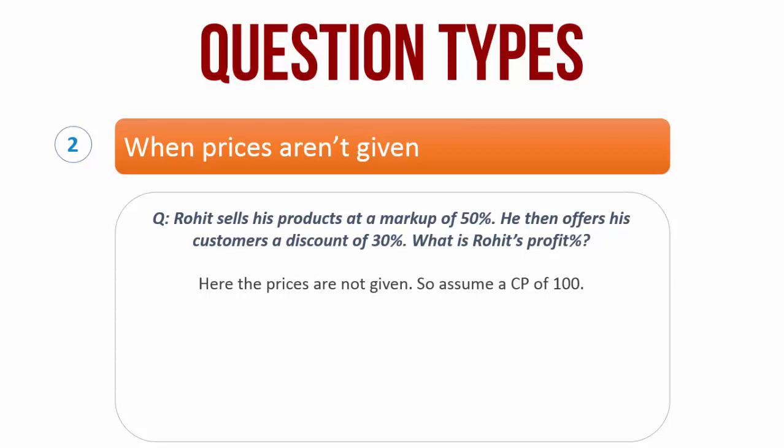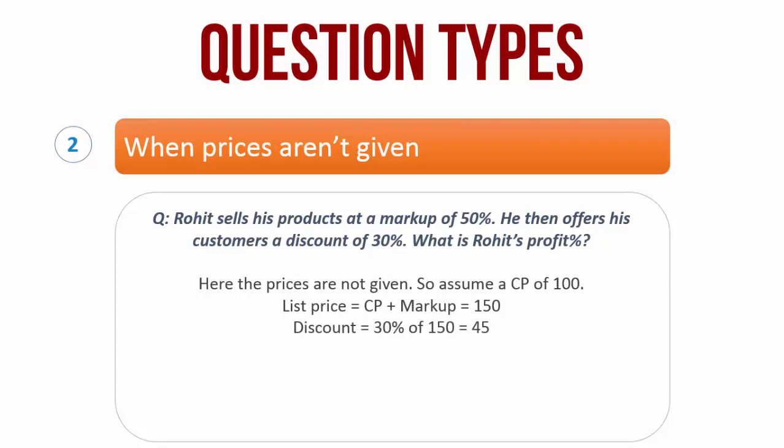Whenever there is a question involving percentages where the absolute values are not known, it's always easy to assume a value of 100 because it makes your calculations much easier, as opposed to, say, assuming a cost price of 156 rupees or something like that. So let us assume a cost price of rupees 100. List price is cost price plus markup. So if the markup is 50%, your list price is rupees 150.